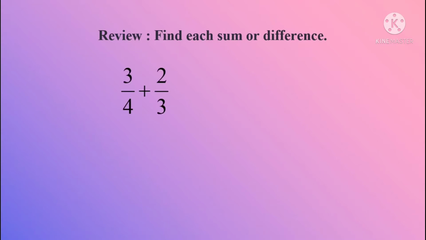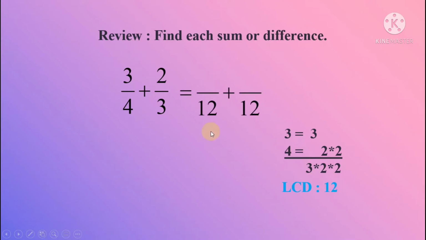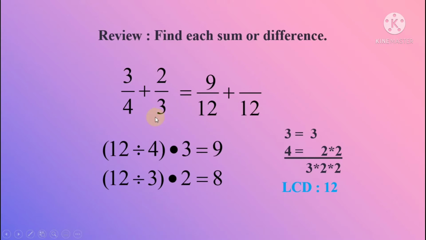So we have unlike denominators. 3 over 4 plus 2 over 3. So get first the LCD. The LCD is 12. So 12 now is our denominator. So 12 divided by 4 times 3, which is 9. Next, 12 divided by 3 times 2, which is 8.